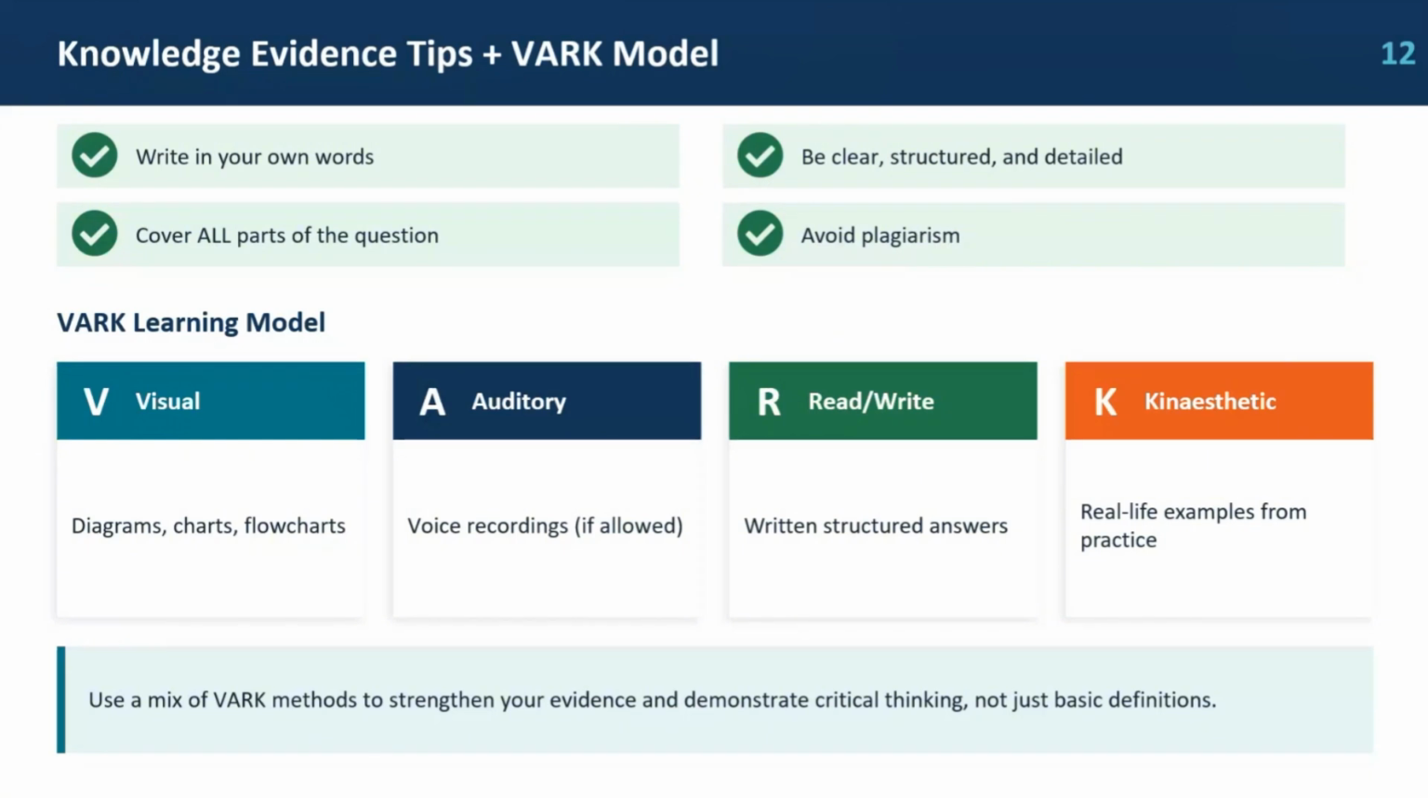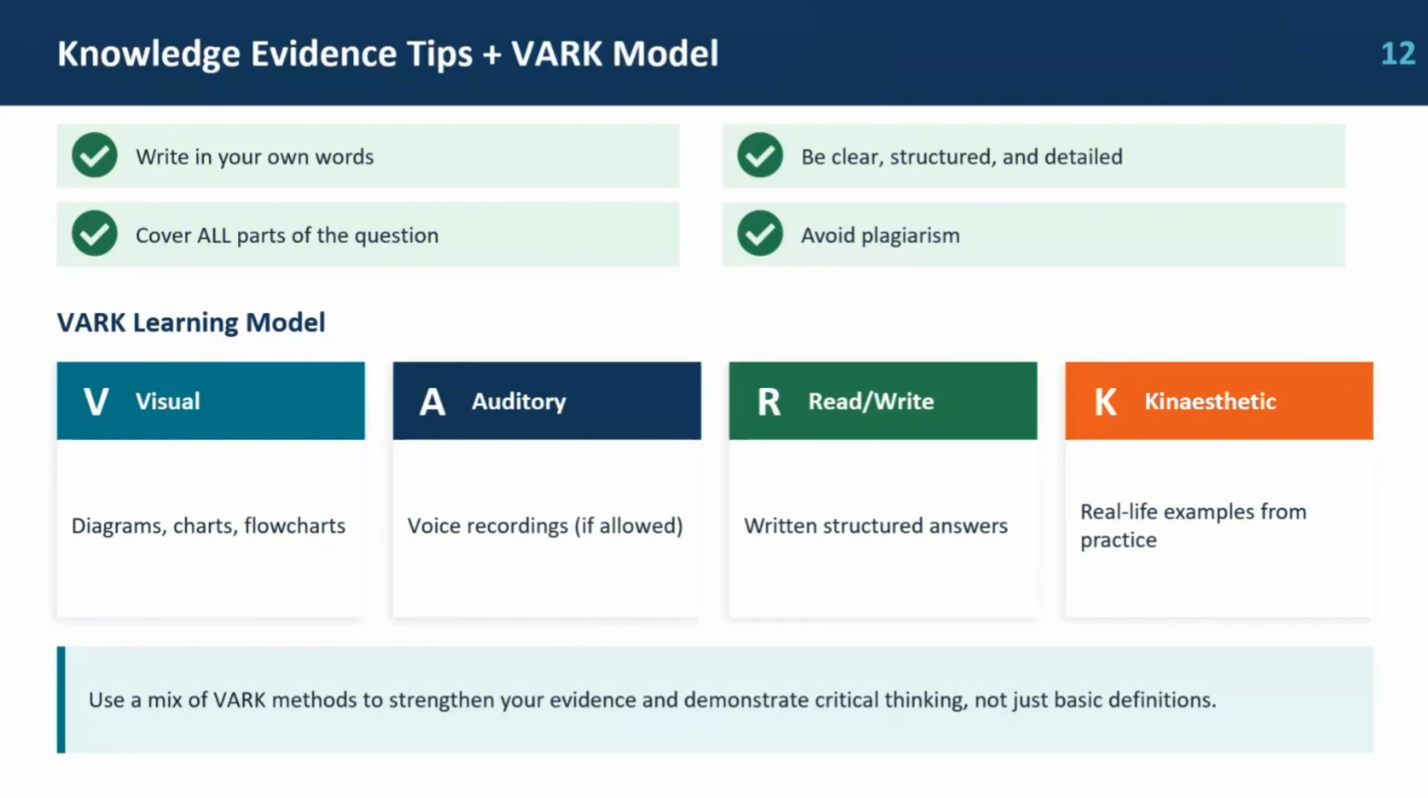Explain your points, right? Instead of writing just PPE is important, write PPE such as gloves, mask, eye protection. It is used to prevent cross infection between patient and staff. You are definitely mentioning that PPE is important, but you are also giving the reason, right? You are also telling about the components it has.